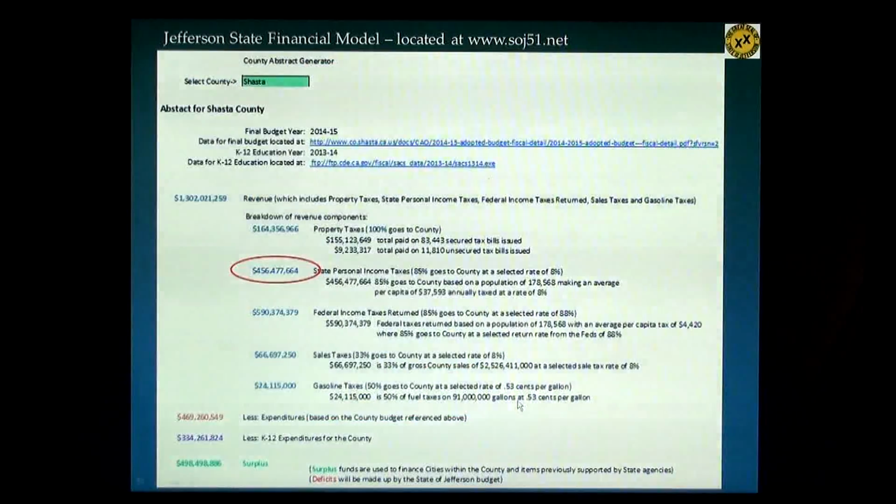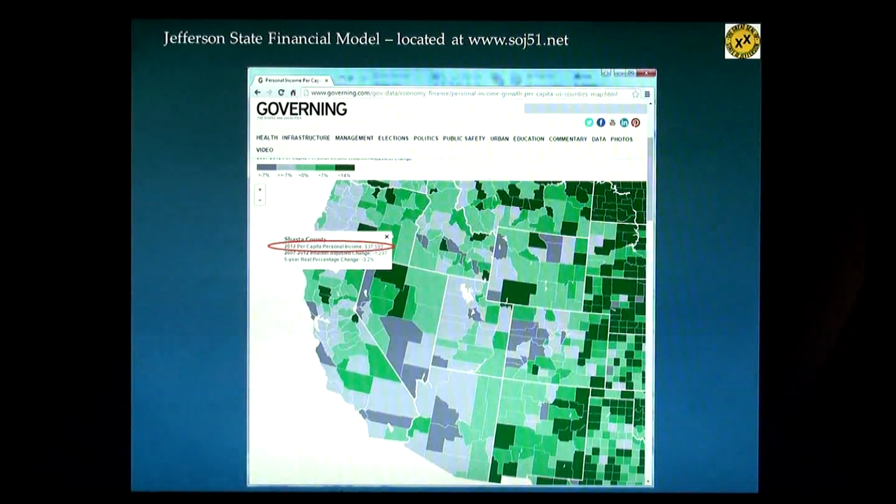Our next line item is what we call state personal income taxes. These are the taxes that you pay directly to the state. For Shasta County, we go to the governing site to show you where the Shasta County income number comes from, and we see it here: $37,593 per individual in the county.